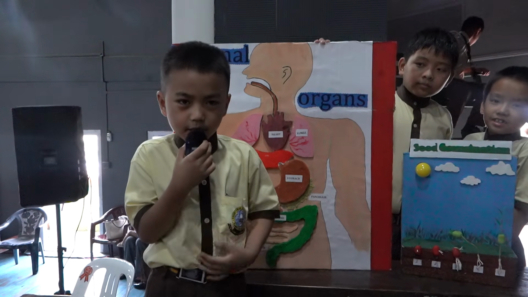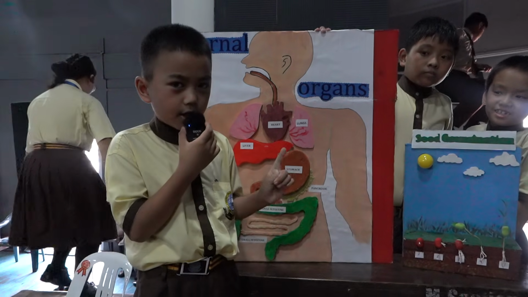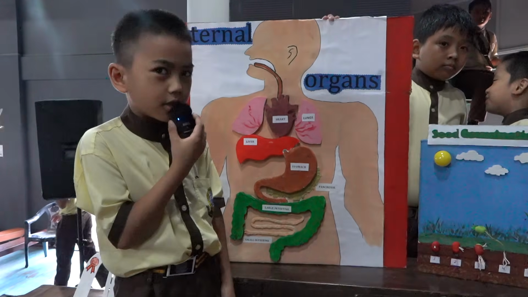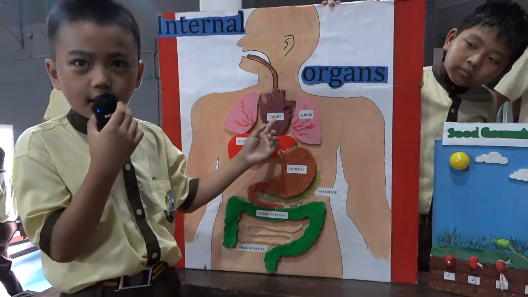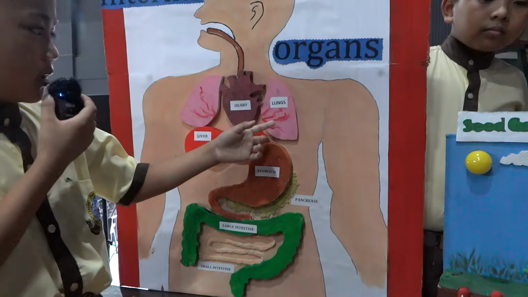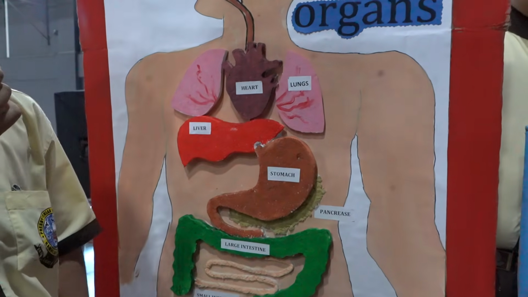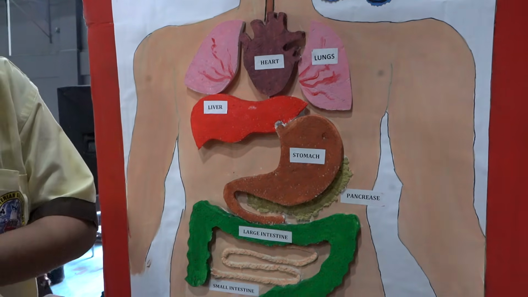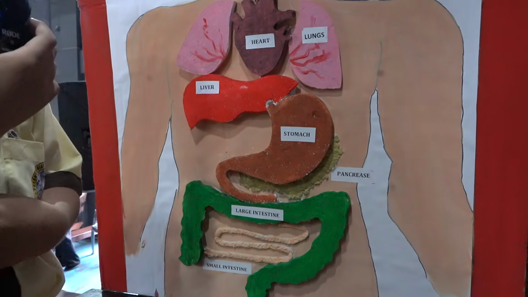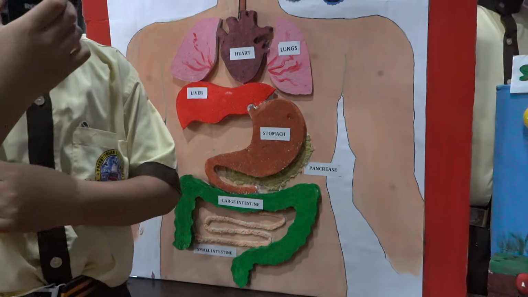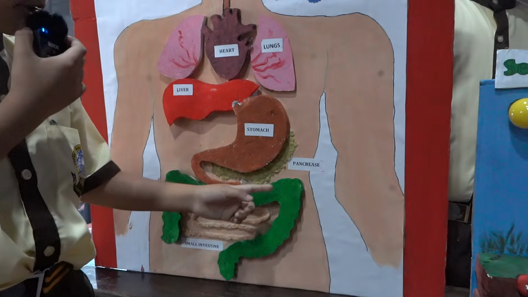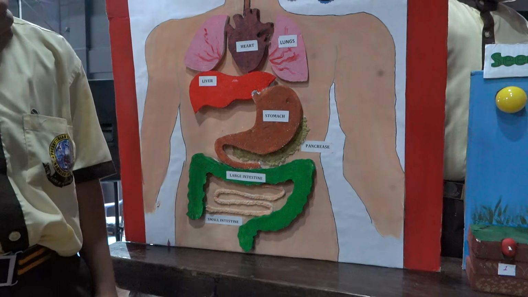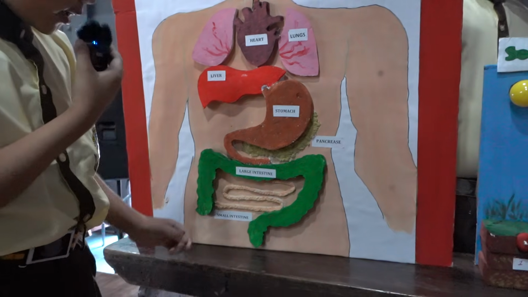Hello, my name is Rinketanamte. This is my model of internal organs. This is a heart. It pumps the blood. This is a lung. It helps us breathe air. This is the liver. It cleans the blood. This is the stomach. It stores the food. This is the pancreas. It produces the digestive juice.